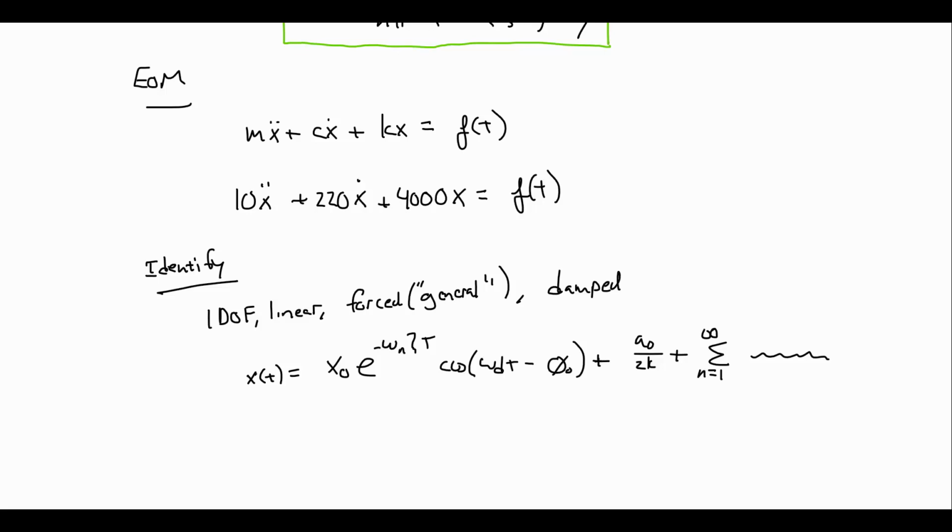But the thing is, we want the total solution, so we want the homogeneous part, which I will mark again here. This is the homogeneous part of our solution, and then the particular part, which is also the steady state part.